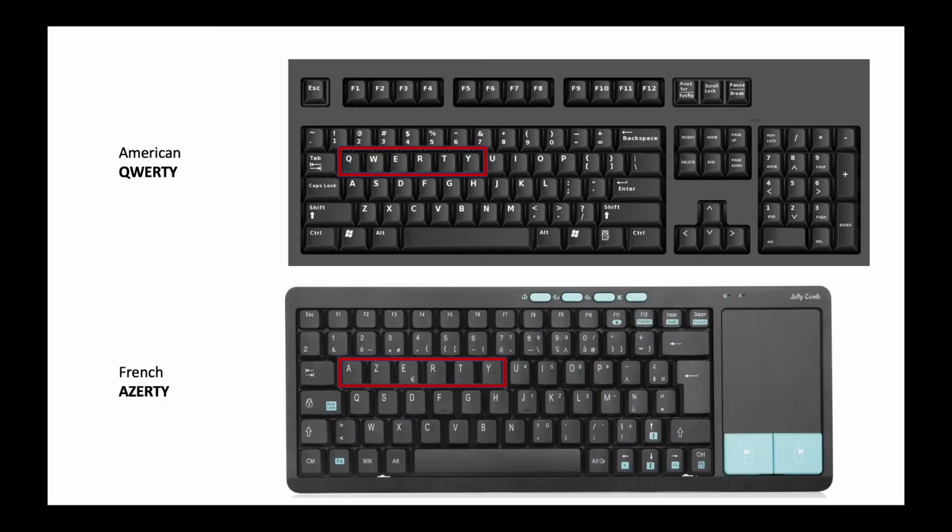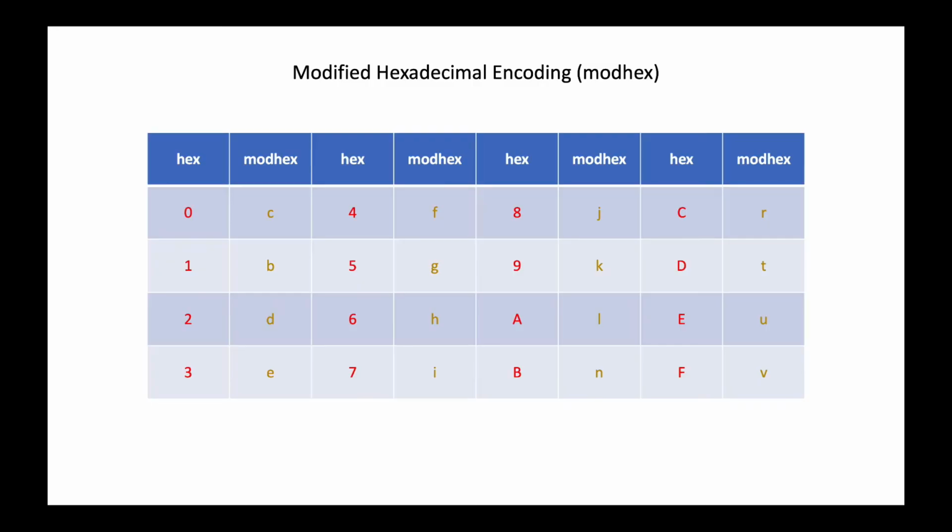And the same thing would happen with the French keyboard, where you'd have A instead of Q and Z instead of W. With that in mind, to reduce these ambiguities, Yubikey decided to create the Modified Hexadecimal Encoding, or ModHex. And to translate from Modified Hexadecimal Encoding to hexadecimal, you simply need to take the characters that are generated by your Yubikey and search for them in the 2nd, 4th, 6th, and 8th columns. When you find the letter, the hexadecimal equivalent is going to be right on the left.